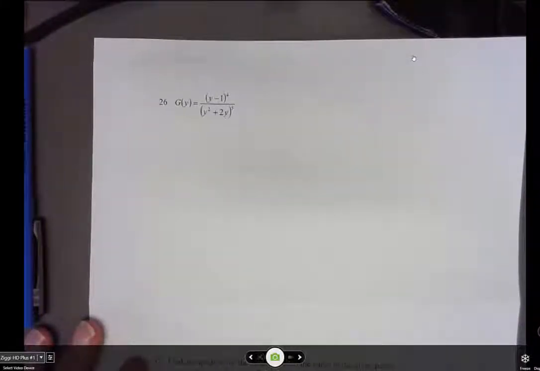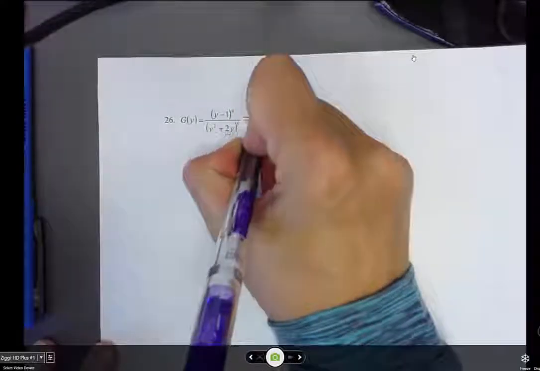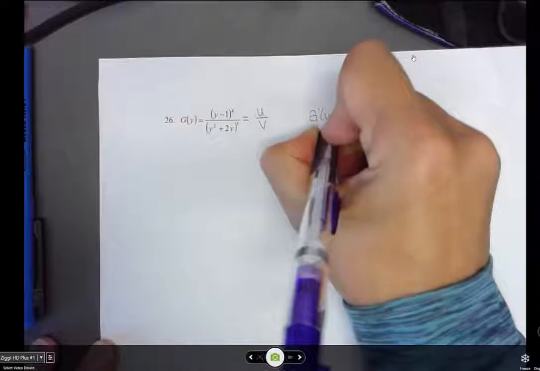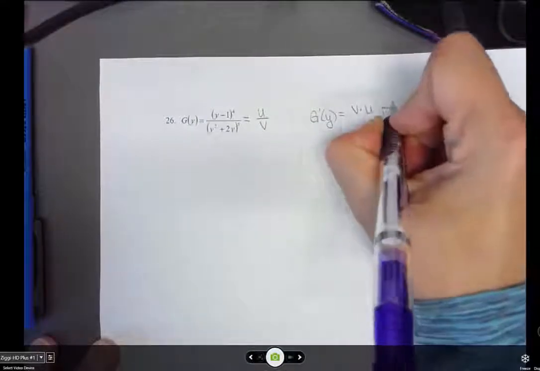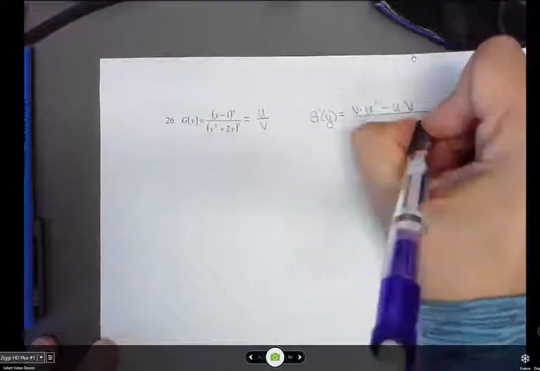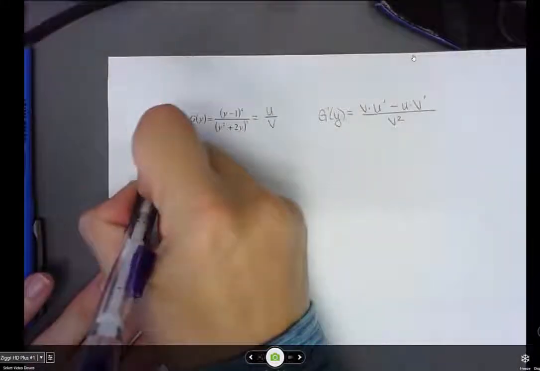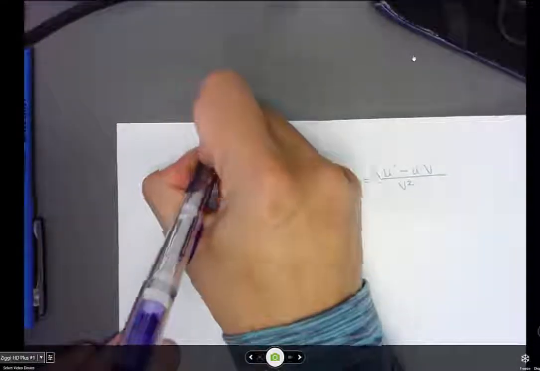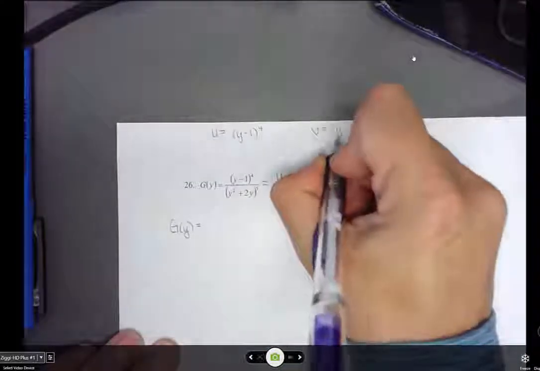So first I'm thinking of this as my u over v. And so g prime, start at the bottom, right? So v times u prime minus u times v prime all over v squared. Okay. So actually, let's go ahead and write u and v up here. So u is (y minus 1) to the 4th. V is (y squared plus 2y) to the 5th.